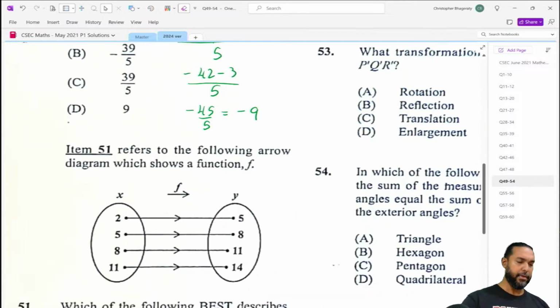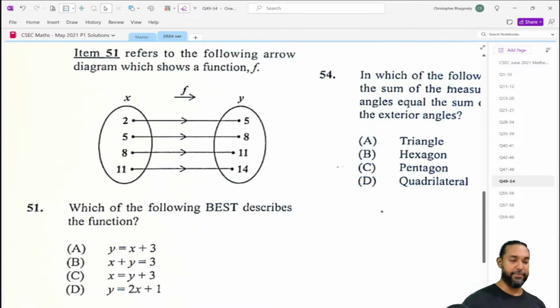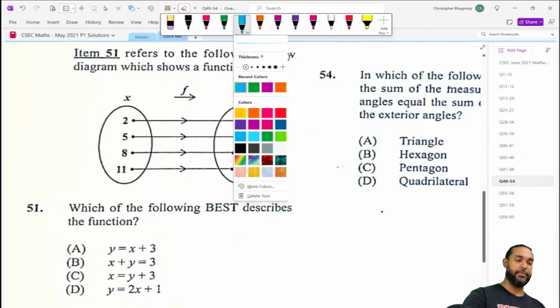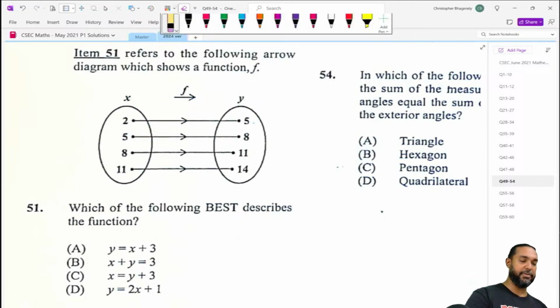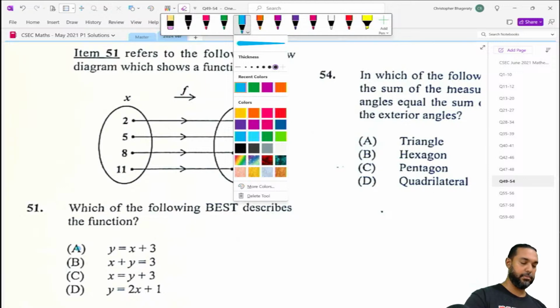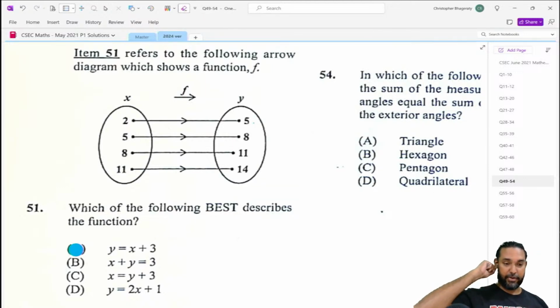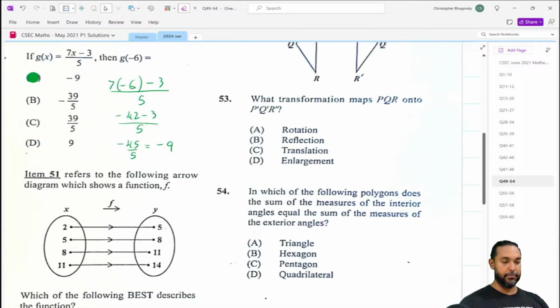All right, lovely. Item 51 refers to the following arrow diagram which shows a function f. Which of the following best describes the function? Right, we saw this in the previous paper, not so? Right, so if we look at how we increase: 2 to 5, you gotta add 3. 5 to 8, you gotta add 3. 8 to 11, same thing. You gotta add 3. Right? So y is equal to x plus 3. That's E. Very good.